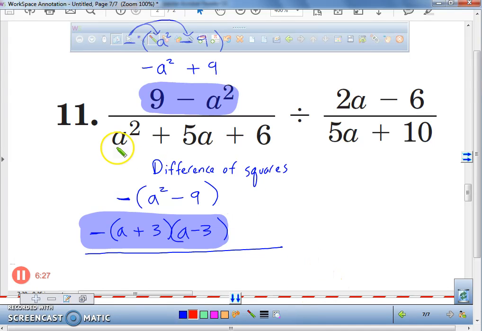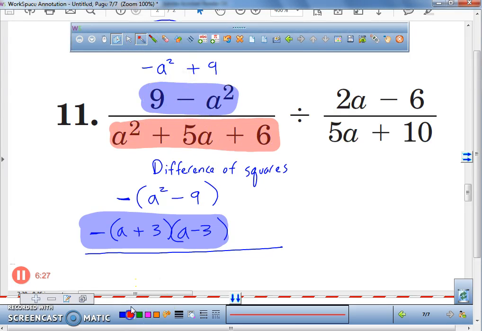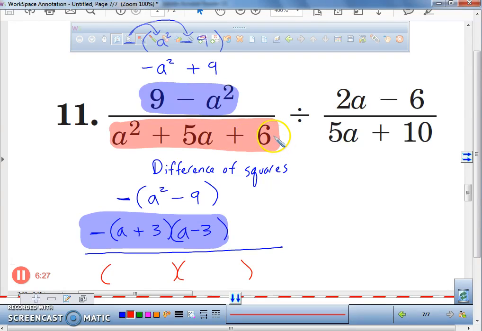Now I'm going to change colors. I'm going to go red. Now this one is the easiest one, I think, to factor. Because all you got to do is look and see what two numbers add up to 5 and multiply to 6. Not hard. 2.5? No! 2 and 3 though, yes.